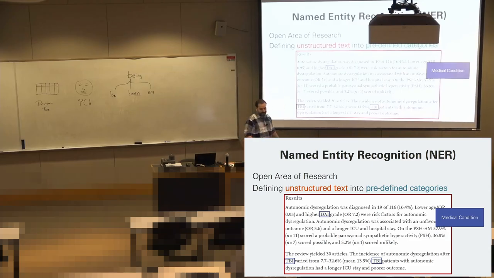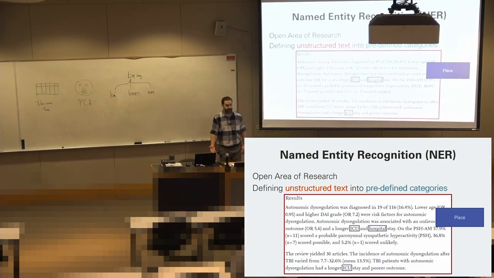DAI, diffuse axonal injury. So in that case, that's a type of traumatic brain injury. But then you've also got things like ICUs and hospitals. Hospital is a word, but what I'm trying to also get at is what is a hospital? It's not just that it is a word in English. It is a location in English, right? That's additional context that's starting to get added.